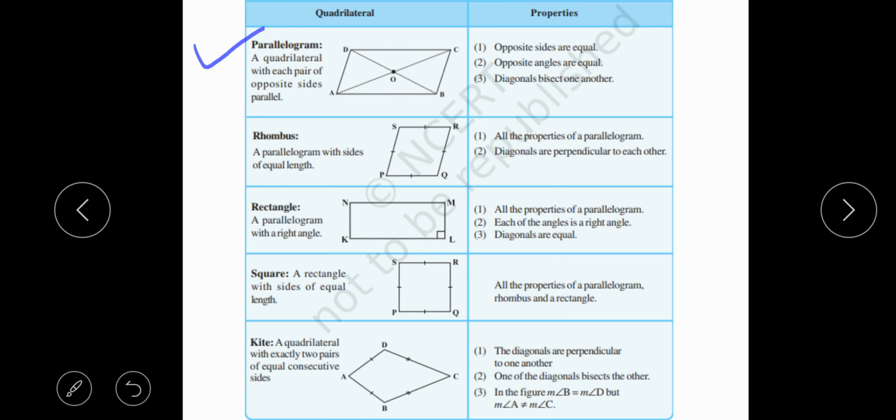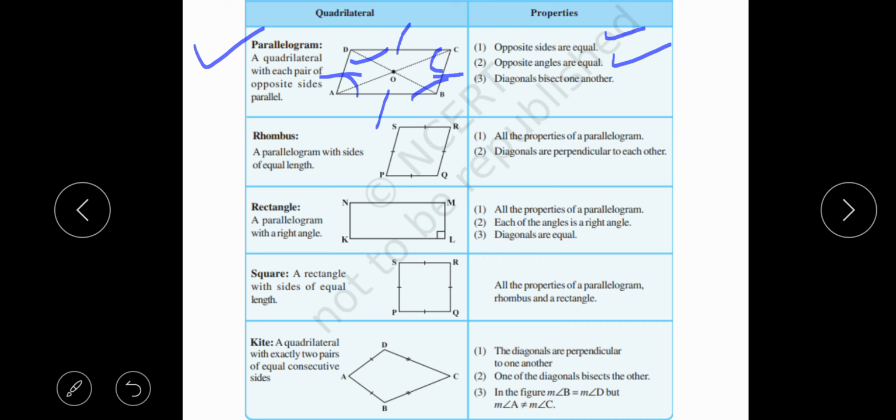So what is a parallelogram? A parallelogram is a quadrilateral with each pair of opposite sides parallel. This side is parallel to this side, and this side is parallel to this side. And what are their properties? First property, opposite sides are equal, and opposite angles are also equal. Opposite angles means angle A is equal to angle C and angle B is equal to angle D.